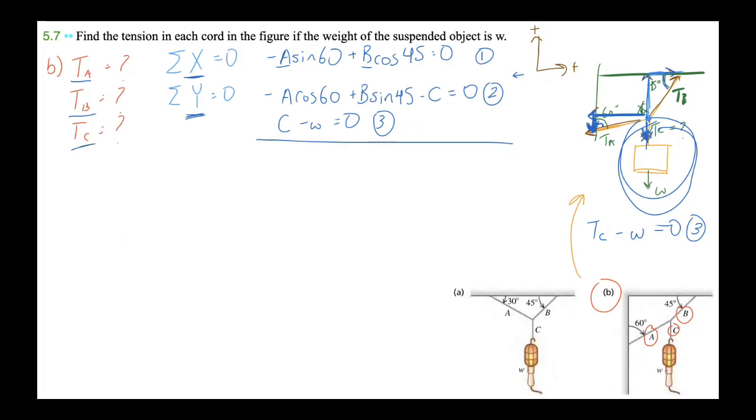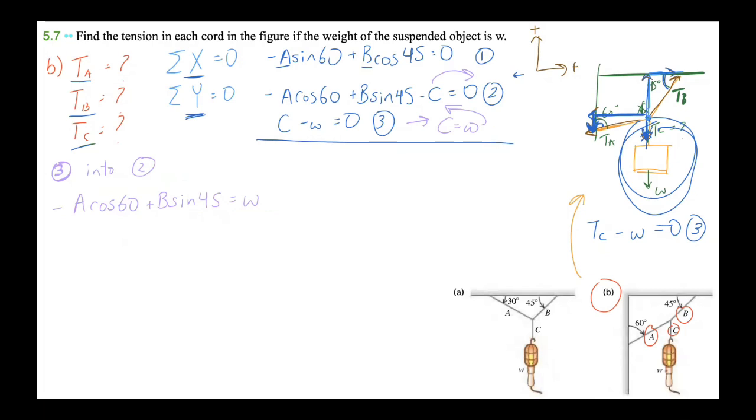All right, so let's start off with our first equation. And let's just replace 3 into 2. Okay, minus a cos 60 plus b sine 45 is equal to w, right? Because c is equal to w, which we just replace here. You get the point. That one you can work out.